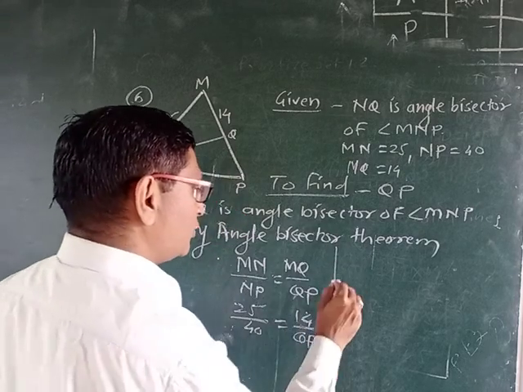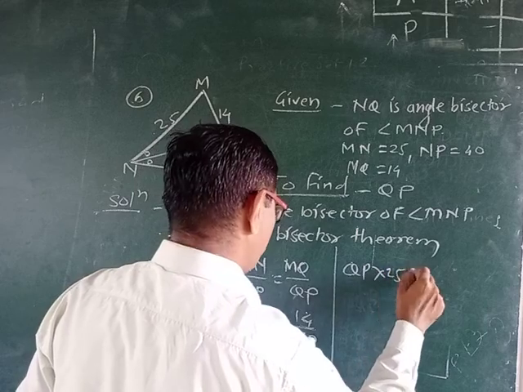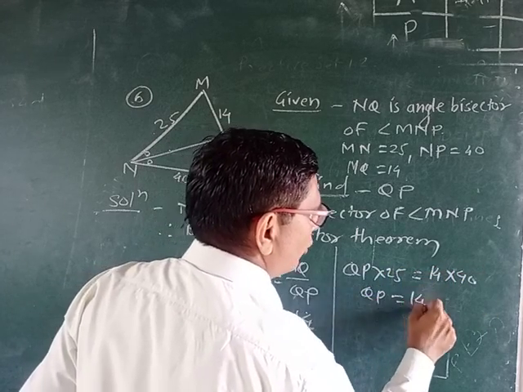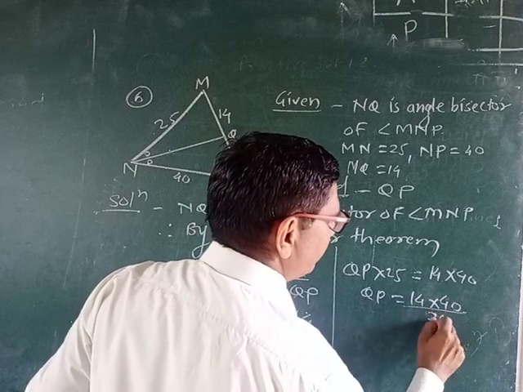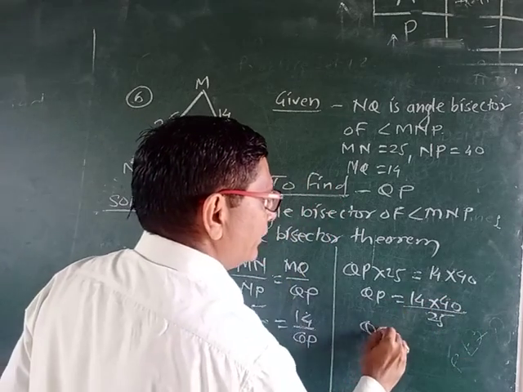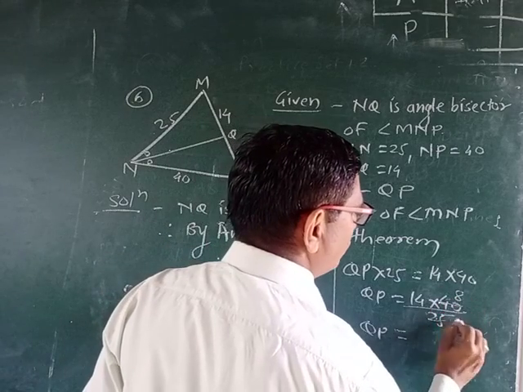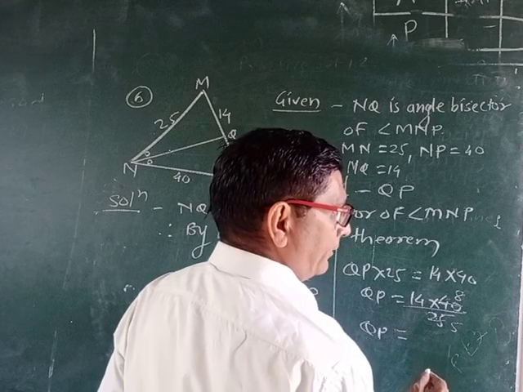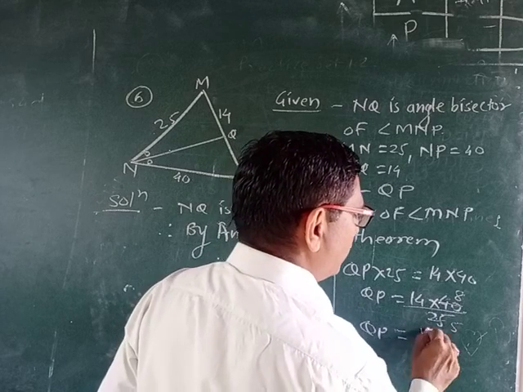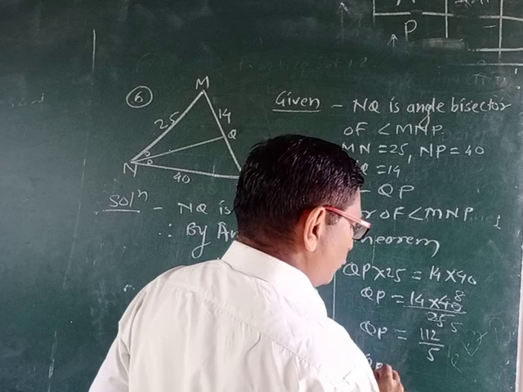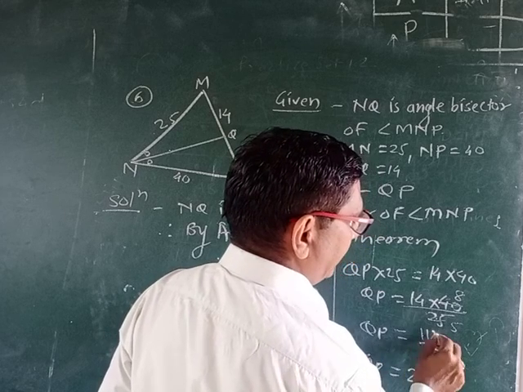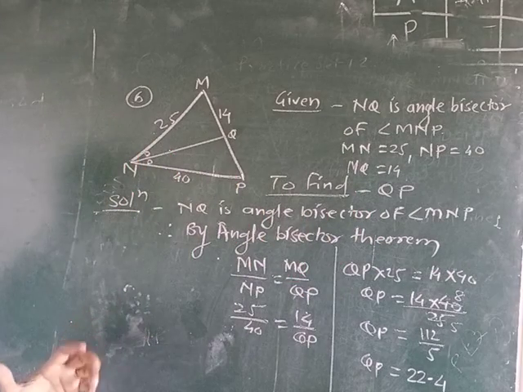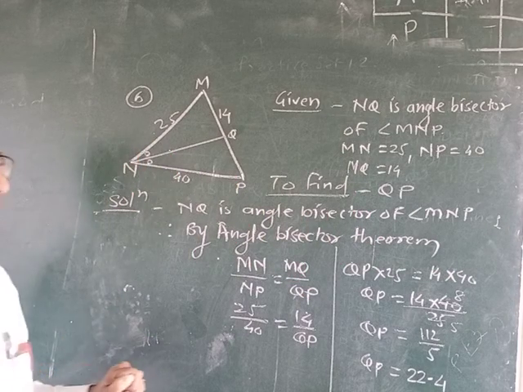By cross multiplication, QP into 25 is equal to 14 into 40. QP is equal to 14 into 40 upon 25. These two numbers will be divided by 5: 5 8s are 40 and 5 5s are 25. Here 14 into 8 is 112. 112 divided by 5. Therefore QP is equal to 5 2s are 10, 5 2s are 10 and 5 4s are 20. Therefore, the value of QP is 22.4.